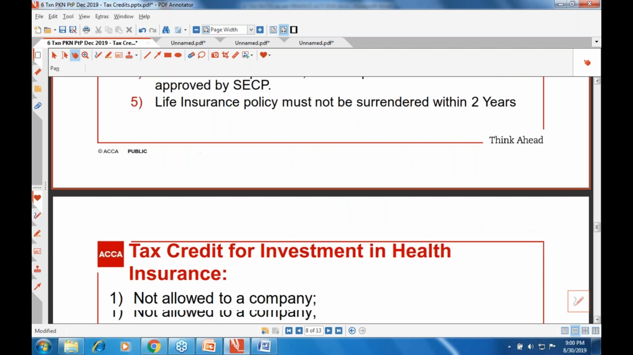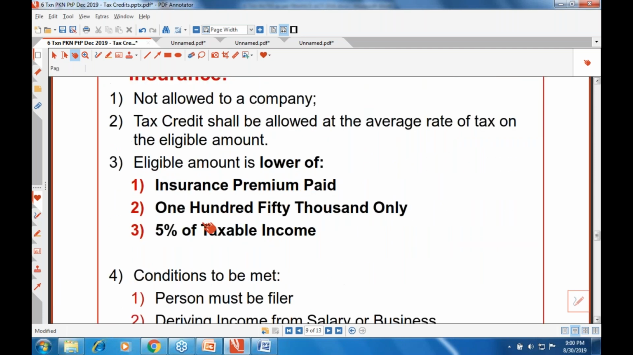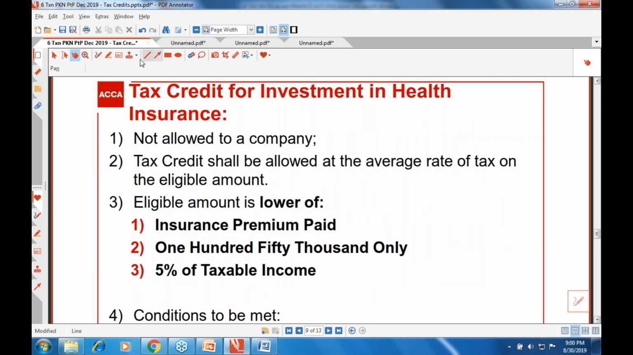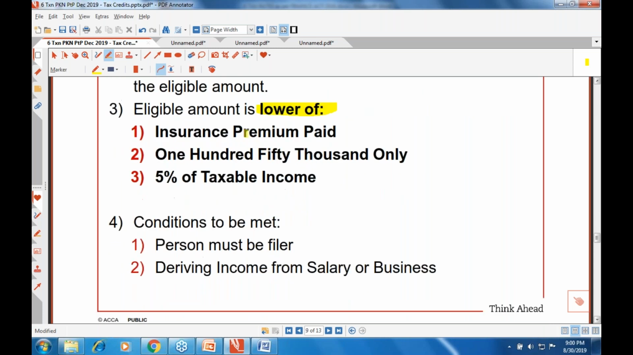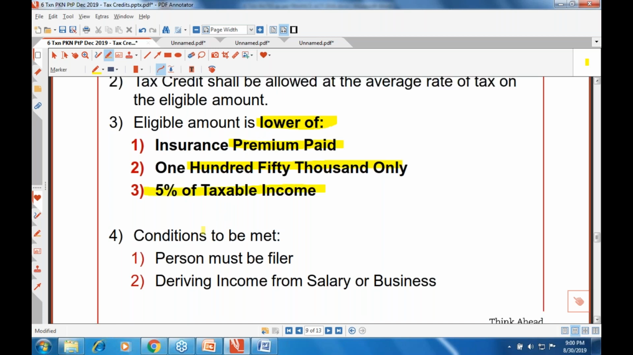Let's move a bit forward. Tax credit for investment in the health insurance. The same concept applies, except that when we talk about health insurance, the eligible amount is the lower of. So basically, the average rate of tax works in the same way for every specific computation, it's just that the eligible amount changes. The eligible amount over here is going to be the insurance premium paid, or 150,000 only, or 5% of taxable income, whichever is lower. So that is what is going to be claimed.